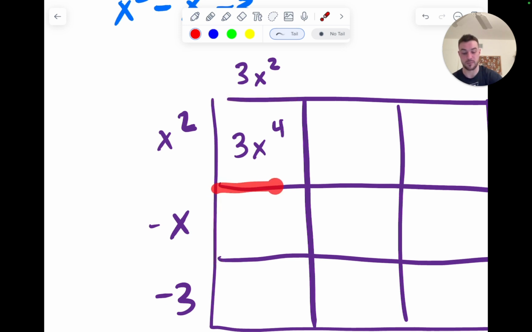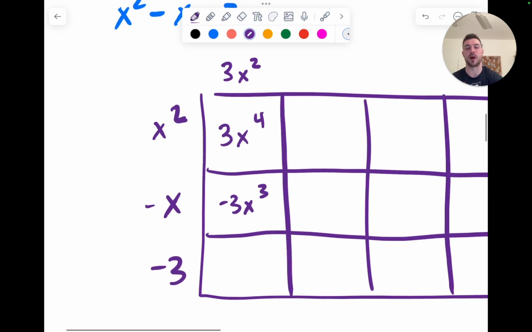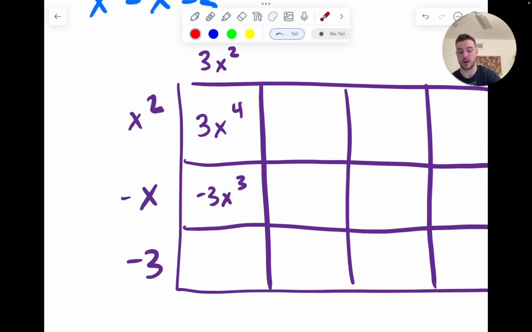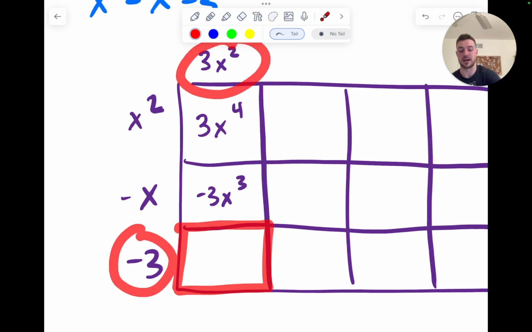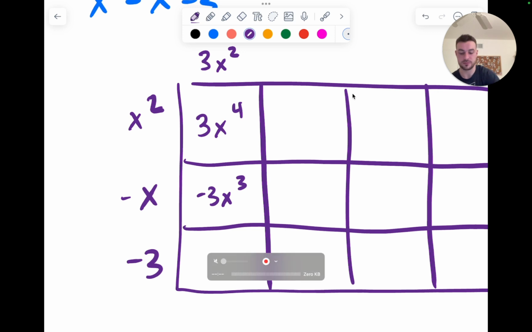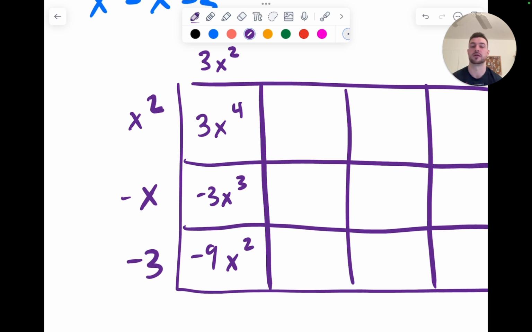So this first example, this length right here is the same length as this. That means that to get this area, I multiply 3x squared and a negative x. When I do that, I get a negative 3x to the third. And I'm going to do the same process for that bottom rectangle. This area is going to be negative 3 times a 3x squared, and I'm going to get a negative 9x squared.